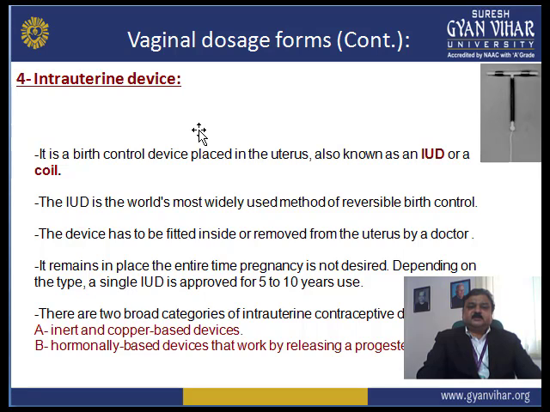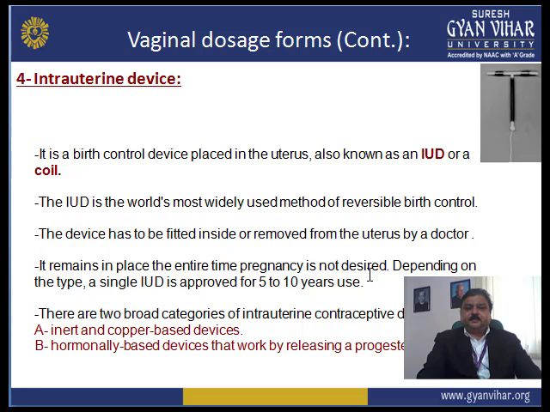Then intrauterine devices. It is a birth control. Okay, you can see this is known as the copper T also, right? It is a birth control device placed in the uterus, also known as intrauterine devices or a coil. The IUD is the world's most widely used method of reversible birth control. The device has to be fitted inside or removed from the uterus by a doctor. Okay, it remains in place the entire time pregnancy is not desired.